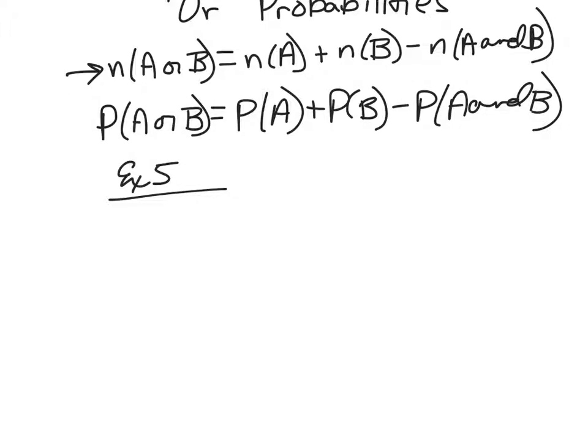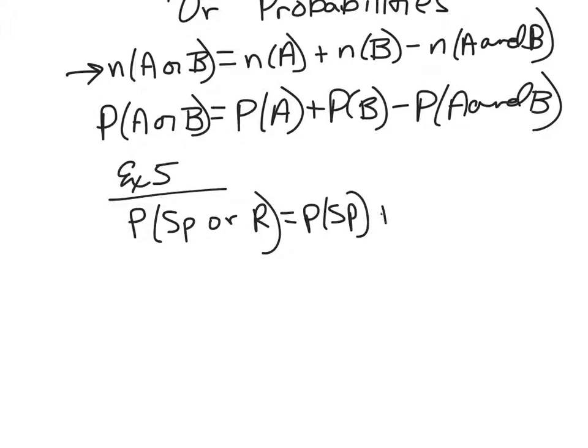So if it's an OR problem, just like in chapter 10, we're going to use the OR formula. The probability of spade or red equals the probability of spade plus the probability of red minus the probability of both spade and red.